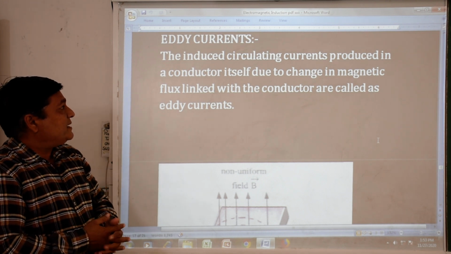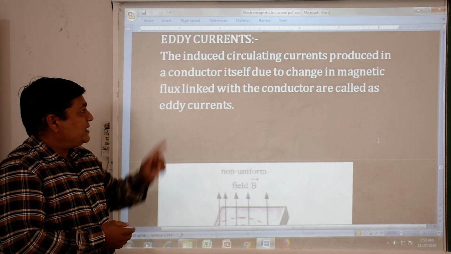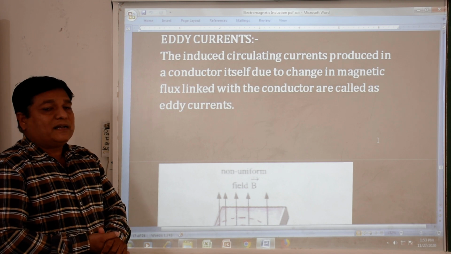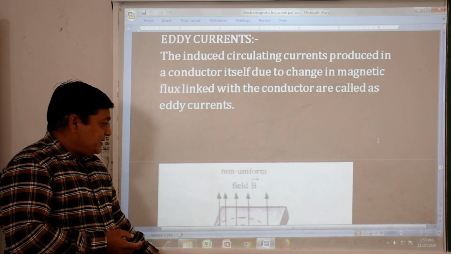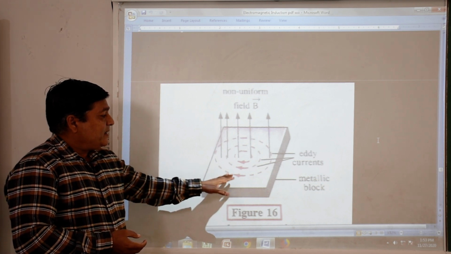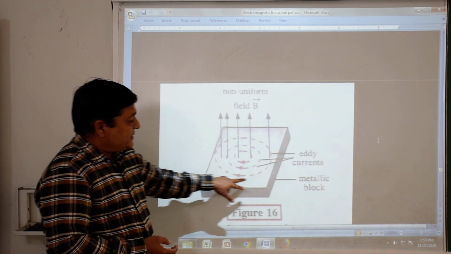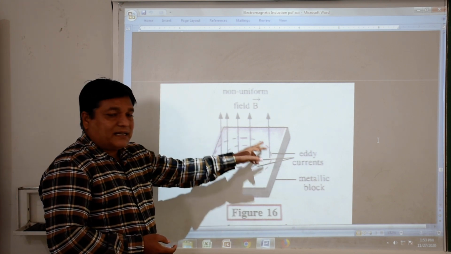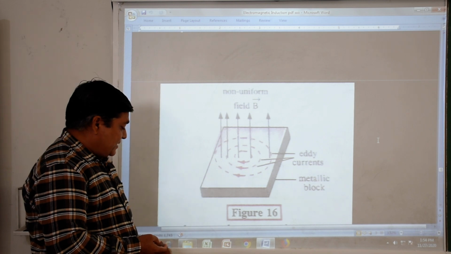Induced circulating currents produced in a conductor itself due to the change in magnetic flux linked with the conductor are called eddy currents. Let us see now. The magnetic flux linking with this particular metallic block changes, and these eddy currents, which are in circle form as you can see here, are called eddy currents.